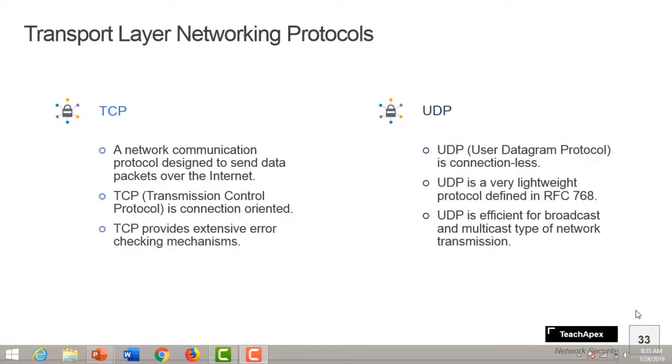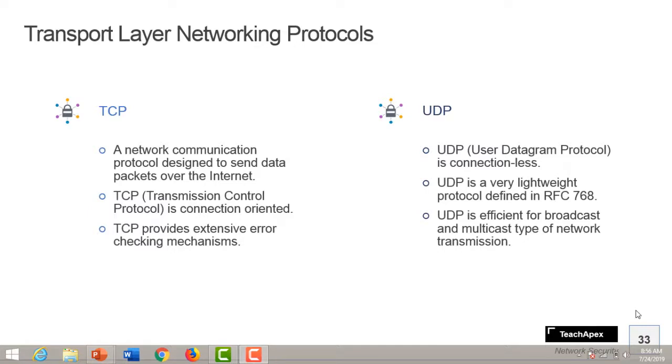Now let's talk about protocols that are implemented at the transport layer of the TCP/IP model. We have discussed that TCP and UDP are the protocols that are implemented at the transport layer. So let's discuss the TCP and UDP protocols and the difference between them.